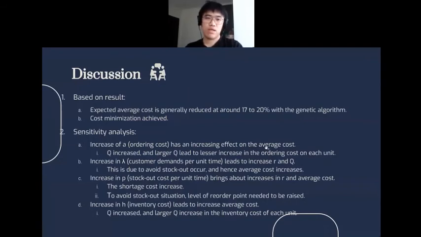Thirdly, an increase in the stock out cost per unit time will increase the reorder point and the average cost. When the stock out cost increases, we need to avoid being charged this stock out penalty, so we need to increase the level of the reorder point to avoid the stock out situation. And finally, when the order quantity is increased, the larger order quantity will increase the inventory cost of each unit, and finally will increase the average cost.